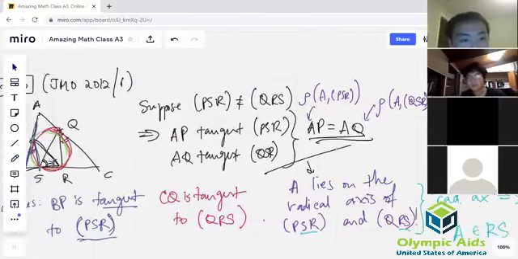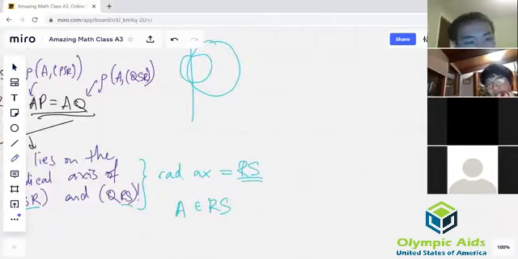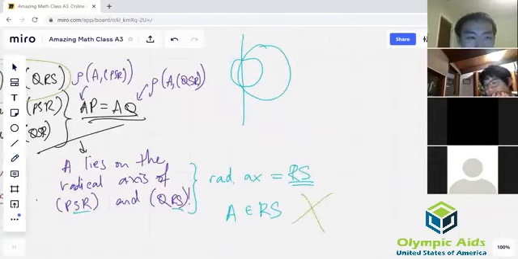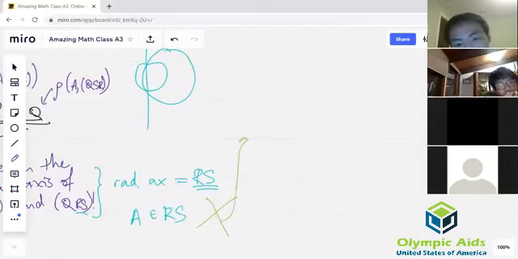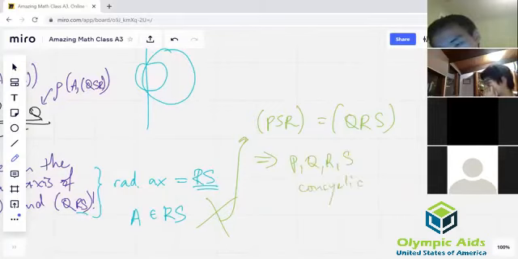Look at our picture. RS is down here. This is line RS, and this is point A. This is clearly false. Clearly wrong. So what went wrong? Well, this assumption right here. We supposed that PSR is not equal to QSR. So this actually tells us that PSR is the same circle as QSR, which tells us that PQRS are concyclic, as desired.